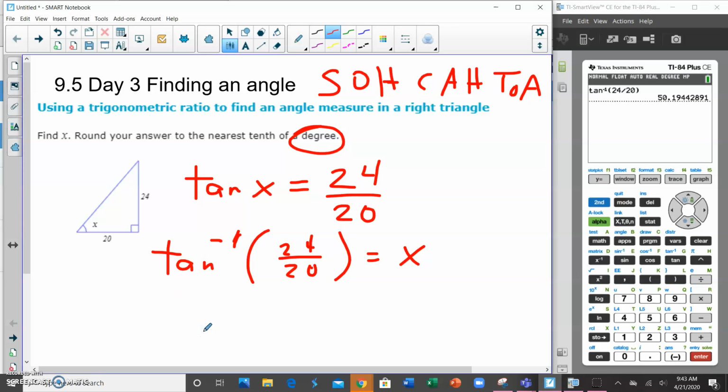All right. So x, oops, I've got to go back to my writer. So x is equal to, to the nearest tenth of a degree, that's going to be 50.2 degrees. And that is your answer.